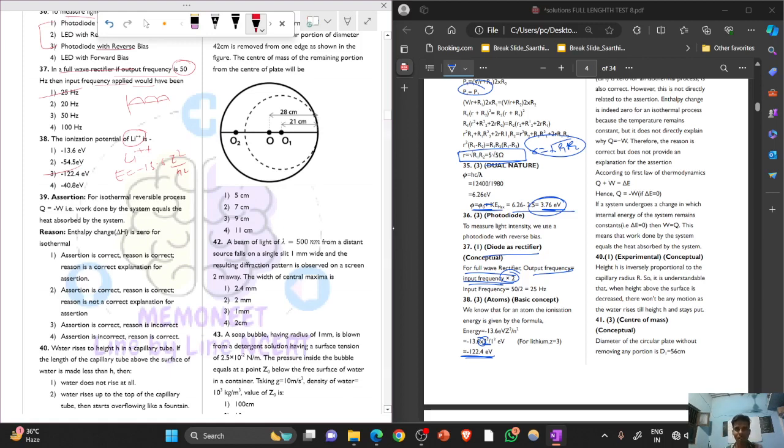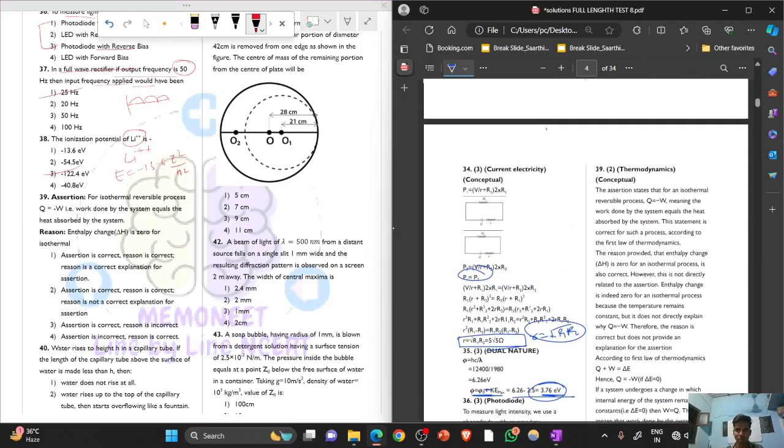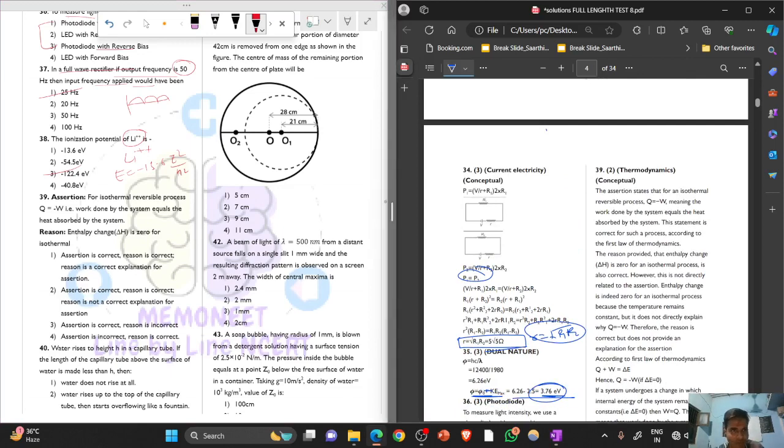Now moving to the next question, a conceptual question. Isothermal reversible process. In an isothermal process, delta T equals 0. So delta Q equals delta W plus delta U, and if delta U is 0, delta Q equals delta W. As it is a reversible process, the work done by the system equals the heat absorbed by the system.